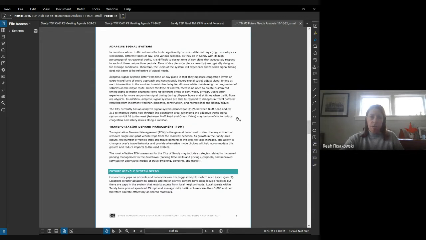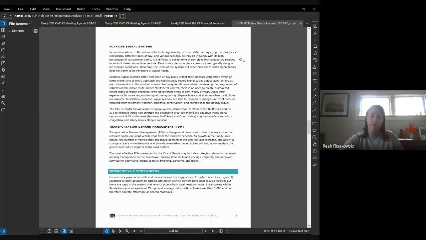And then we also talk a little bit about adaptive signal systems, which is different than just having a traffic signal with a set signal timing plan. Maybe there's a morning, an afternoon, and an evening one. Adaptive actually changes. It's collecting data on the volume and the demand on the system, and then it updates the signal timing instantly. So it is adapting, that's the name.